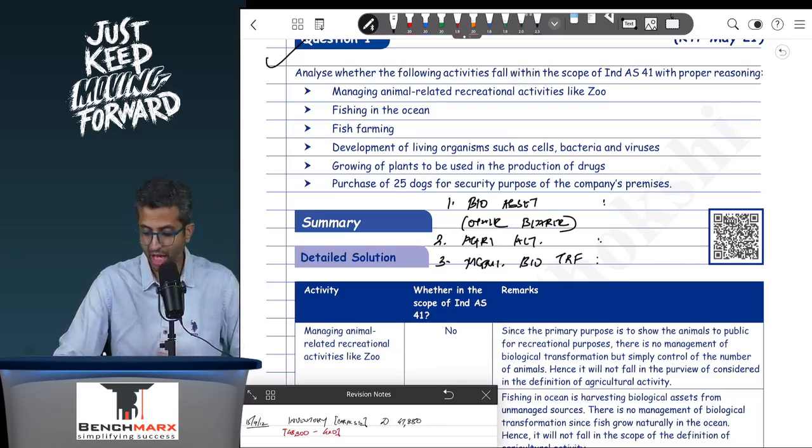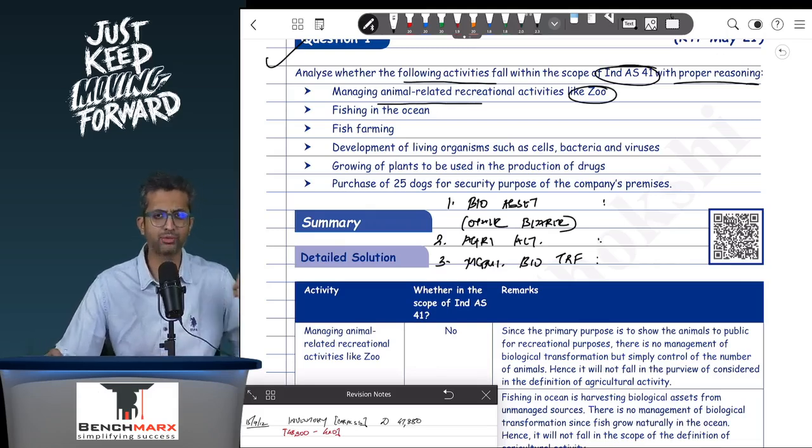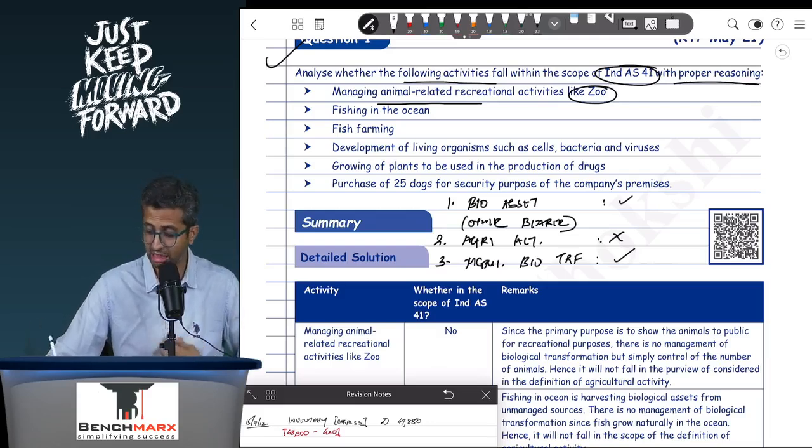So analyze whether the following activities fall within the scope of Ind AS 41 with proper reasoning. First, managing animal related recreational activities like a zoo. So in case of a zoo, you are managing the biological assets, their transformation, their living assets other than bearer plants. However, they are not held for the purpose of sale or for converting into agricultural produce or for additional biological assets, and hence over here this is not covered under Ind AS 41.